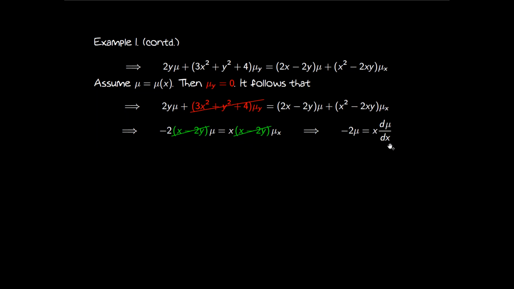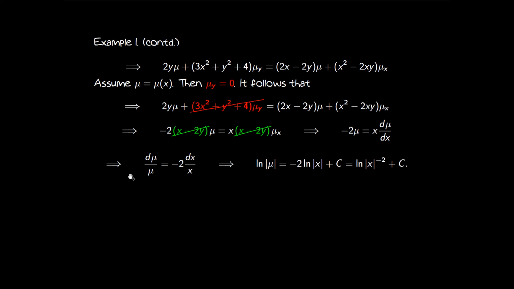So this is consistent with our assumption here. We assume mu is a function of x, so that its derivative is only going to be related to x, as we observed here. So now we can solve this equation. Well, this turns out to be a separable equation. We can separate the mu and the x, and then we integrate both sides.